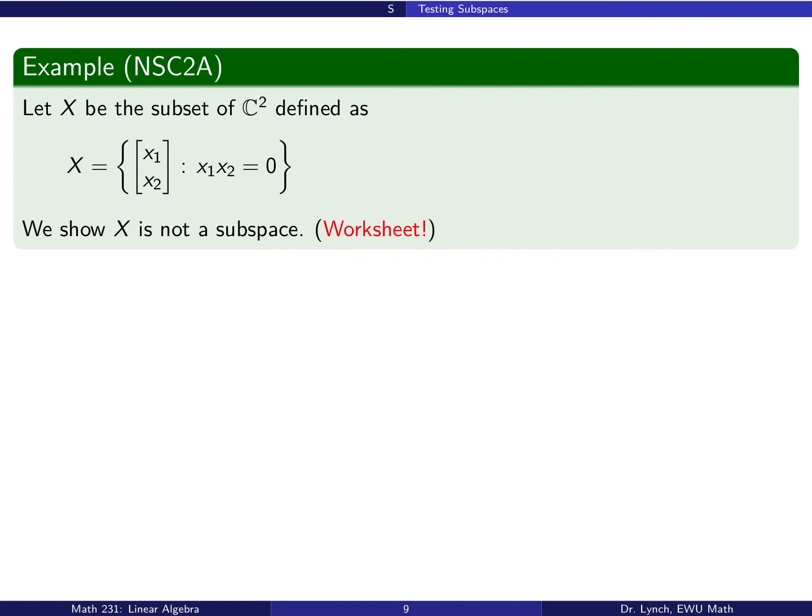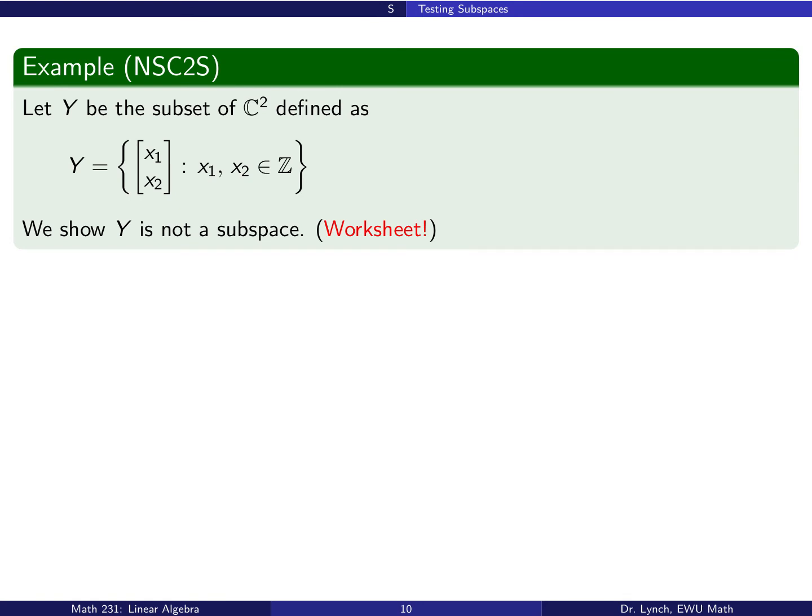Here's another example. X equal to the subset of C2 such that x1 times x2 is equal to 0. It turns out this is not a subspace. So I'll let you try to prove this on the worksheet. This ends up being pretty quick to show, but you have to be a little clever about how you do it.